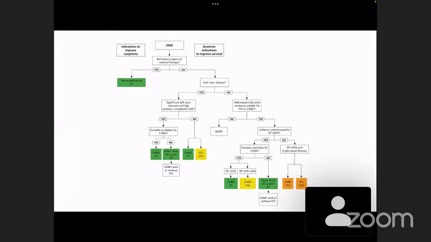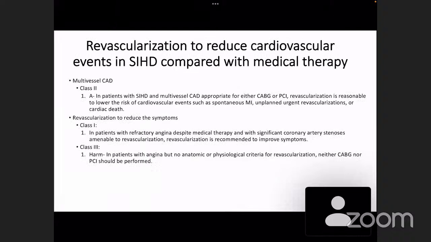This diagram summarizes the indications or the guidelines before. Okay, revascularization to reduce the cardiovascular events in stable ischemic heart disease compared with medical therapy. Multivessel coronary artery, class 2 indication in the same patient, appropriate for either CABG or PCI. Revascularization is reasonable to lower the risk of cardiovascular events such as spontaneous MI, unplanned urgent revascularization, or cardiac death.